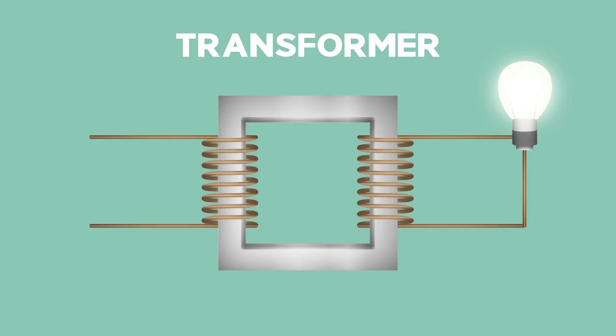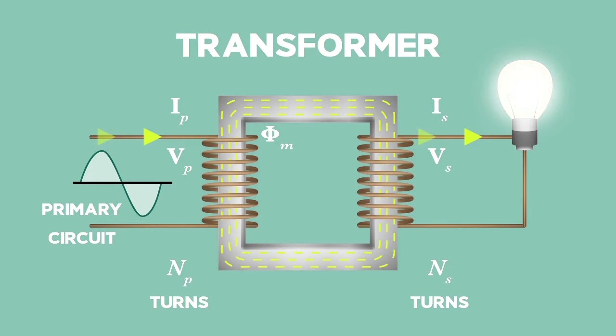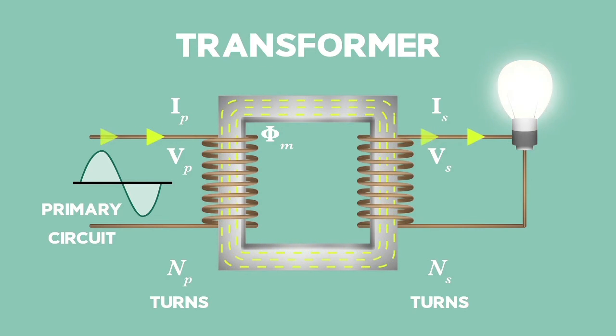A transformer is a device which can change the voltage. They work on the basis of electromagnetic induction. They only work when transforming alternating current, since they require a changing magnetic field.